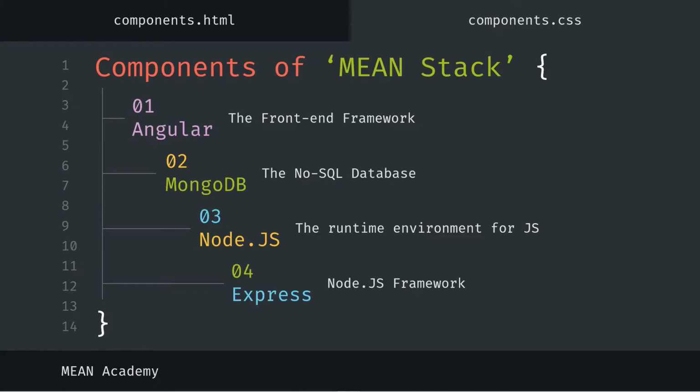So we just have to learn about the particular components of the MEAN stack itself. It comes with Angular, the front end framework. Then we have MongoDB, which is the NoSQL database. And then we have Node.js, which is simply a runtime environment for JS. That means we already know that a JavaScript file can be run on the web browser.